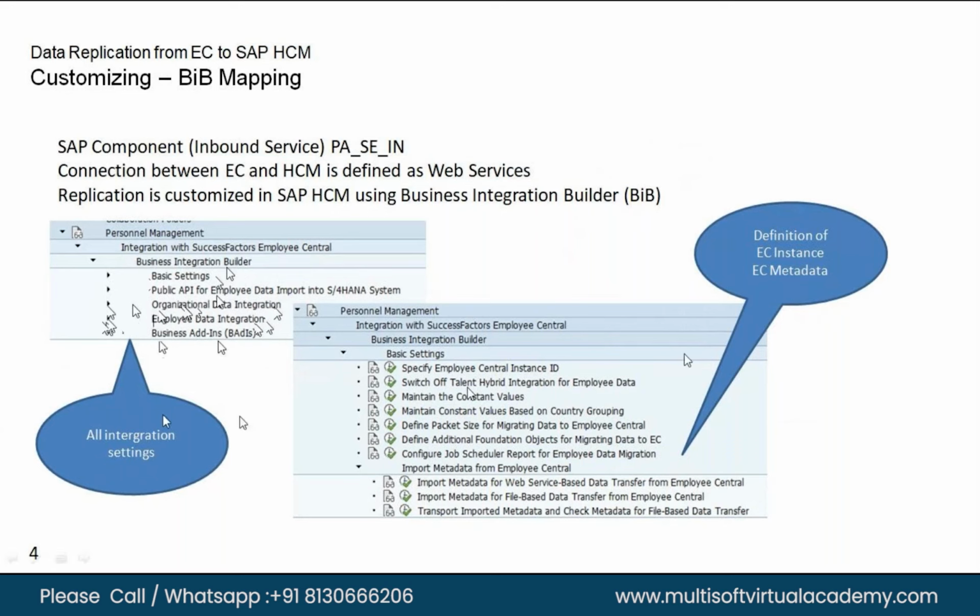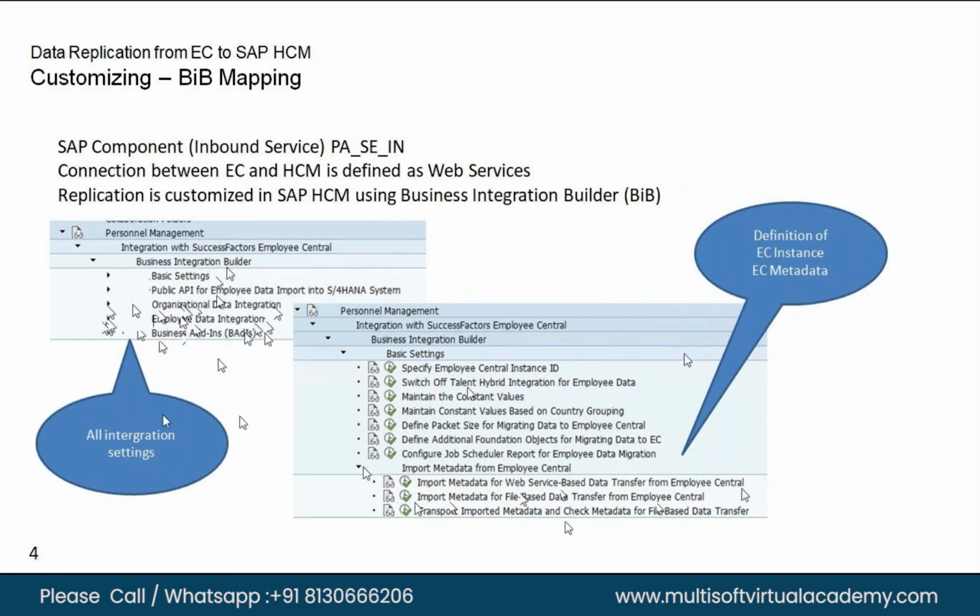And this one is a BAdI. If the standard replication is not available to replicate custom info types or custom portlets from SuccessFactors to SAP, we will go to a BAdI. We have function modules where SAP has given a provision to write custom code replicating the custom info types and custom portlets. And this is the node where we will import all the metadata. Here you see import metadata, web service based data transfer from Employee Central.